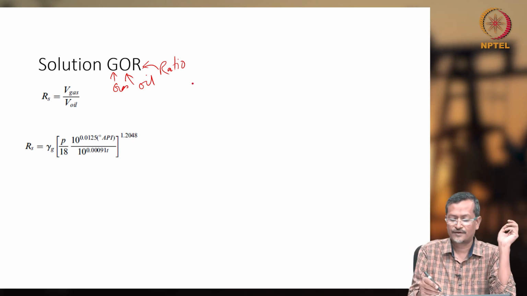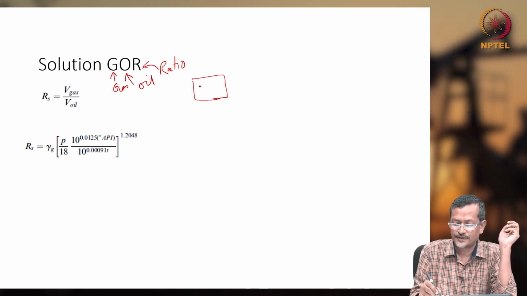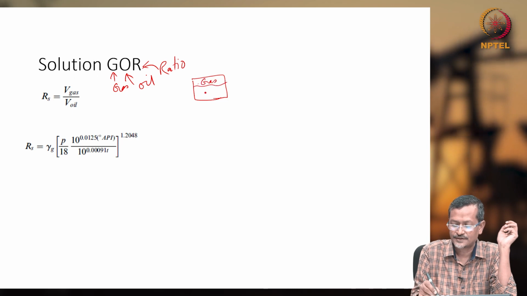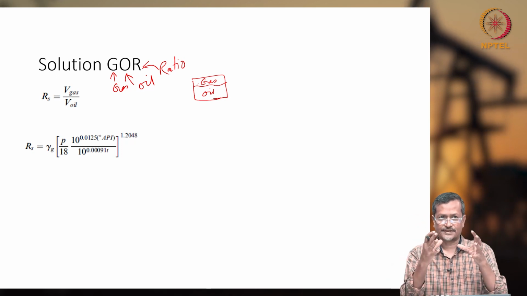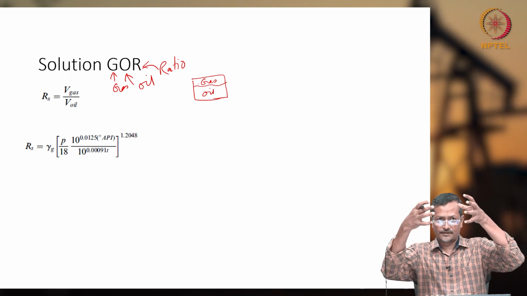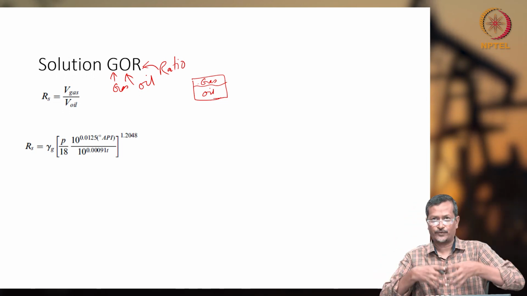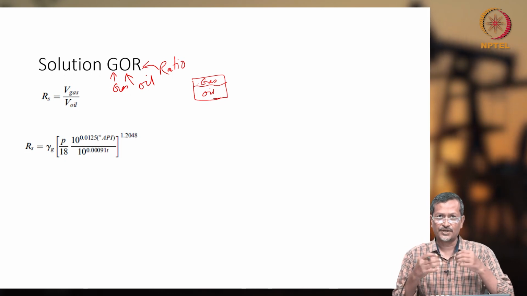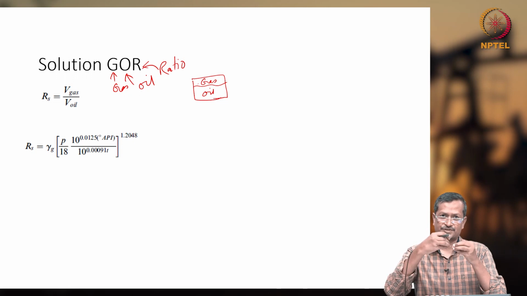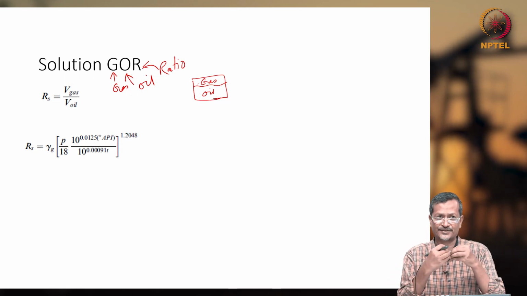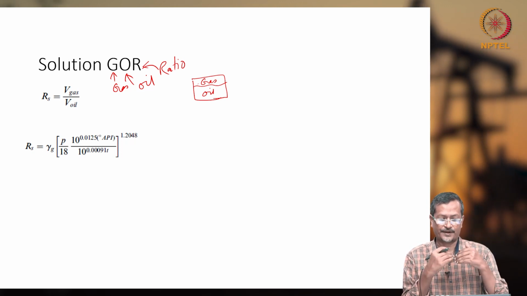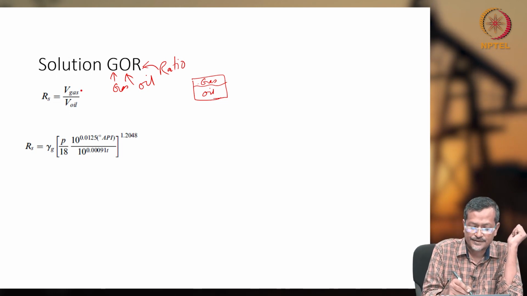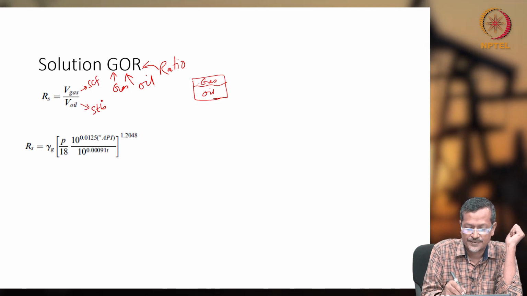Let us say you take a certain volume of oil and gas, some gas is there, some oil is there, in a closed vessel. Now you create reservoir condition, or you take that oil and gas mixture to the wellbore at reservoir condition, at higher temperature and higher pressure. What will happen? This oil will absorb a certain amount of extra gas. So how much extra gas is going? That is the amount: the volume of gas at surface condition and the volume of oil.